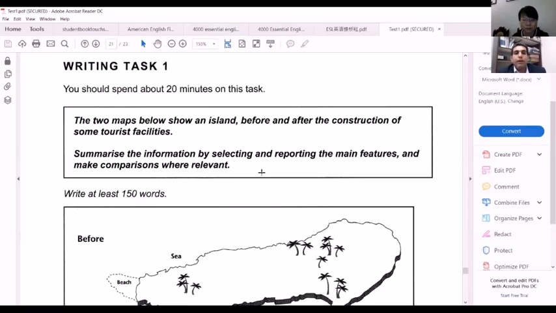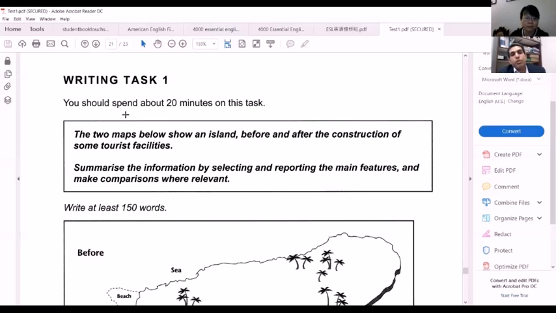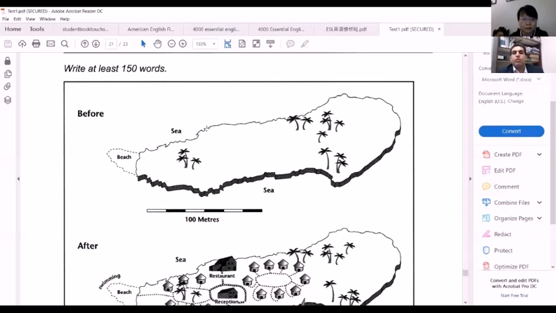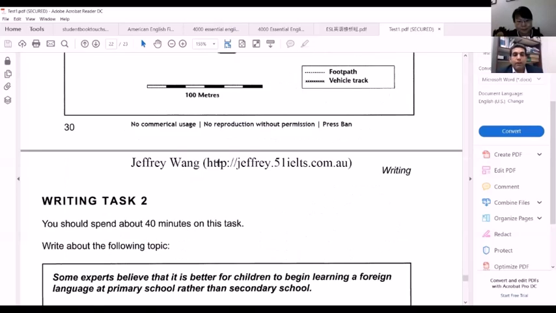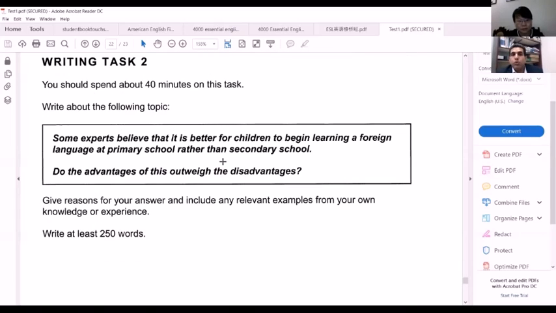So now, Ellen, you see here, you should spend about 20 minutes on this task. So see, here we have 2 maps. You should turn these pictures into writing. That means you should report to somebody about these pictures. So if the person doesn't see the pictures, he or she can understand what you are talking about. In task number 2, you have 40 minutes.